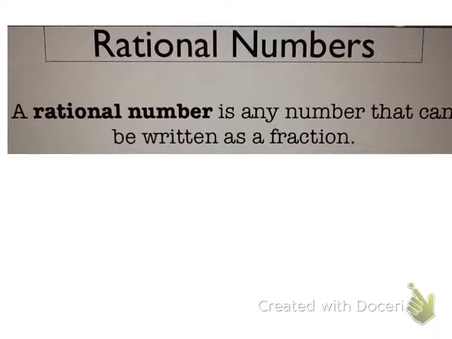A rational number, and you might want to write this down, is any number that can be written as a fraction, or you could say it's any number that could be written as a ratio. Okay, so a rational number has the word ratio hidden right inside of it, and since a ratio is like a fraction, a rational number is any number that can be written as a ratio or a fraction. Ratio slash fraction.